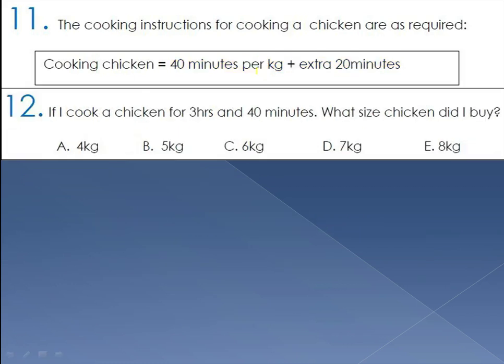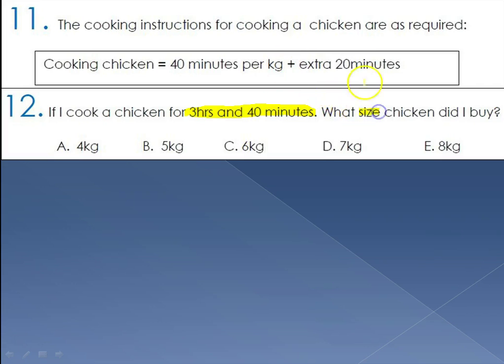Now the next question is connected with the formula. It says, if I cook a chicken for 3 hours and 40 minutes, let's highlight that, 3 hours and 40 minutes, what size chicken did I buy? So again, you need to use this formula to be able to answer the question. If I cook a chicken for 3 hours and 40 minutes, what's the size? We're looking for the size.